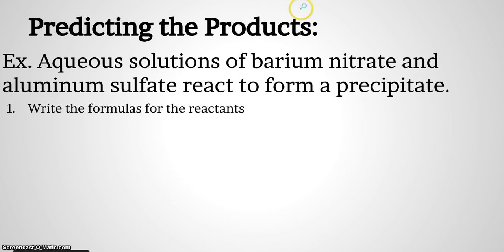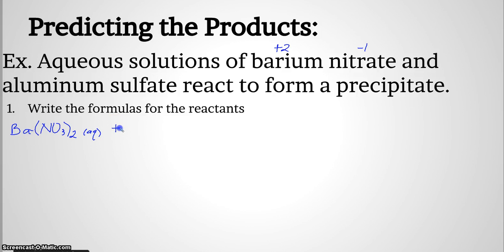Okay, so if we look at barium on the periodic table, then we see it has a charge of +2. Nitrate we know is NO3 with a charge of -1. And so when we put those two things together and write the formula, if barium is +2 and nitrate is -1, we're going to need two nitrates. So we write Ba(NO3)2, and it says an aqueous solution, okay?